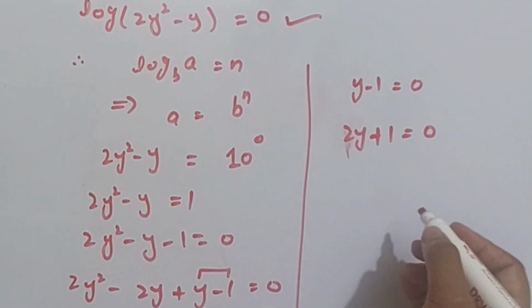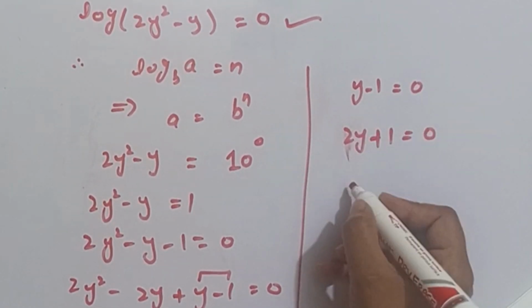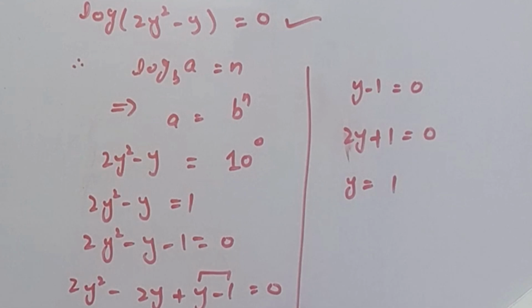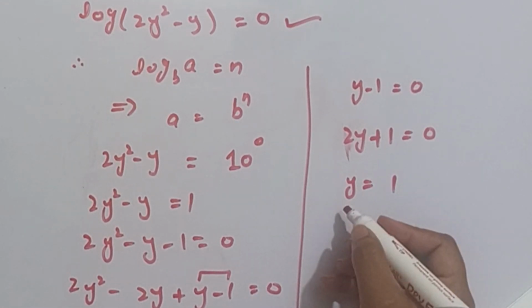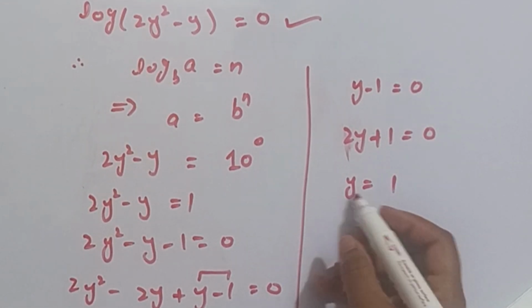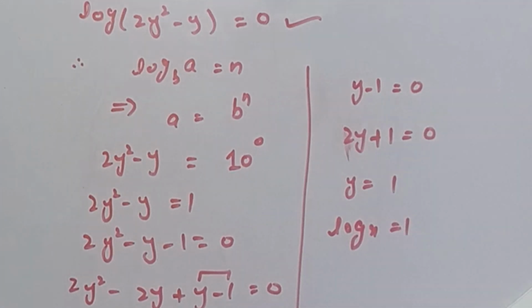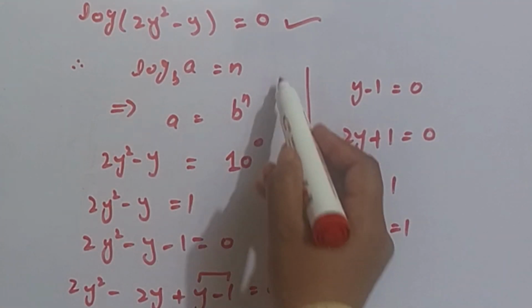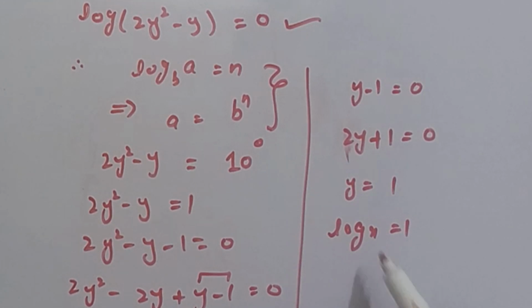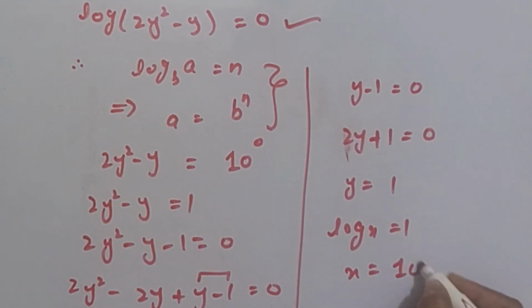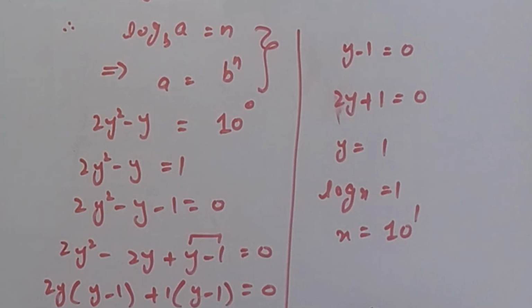Look at this first equation. Add 1 on both sides, then we get y is equal to 1. And we know that y is equal to log x. So here we write log x is equal to 1. And according to this identity, we write this as x is equal to 10 raised to the power 1. And 10 raised to the power 1 is just 10. So one value of x is 10.